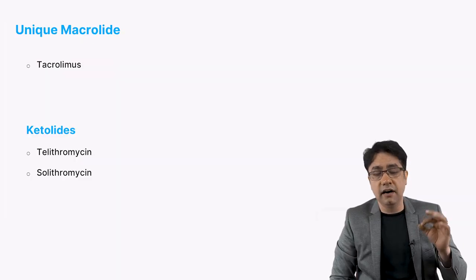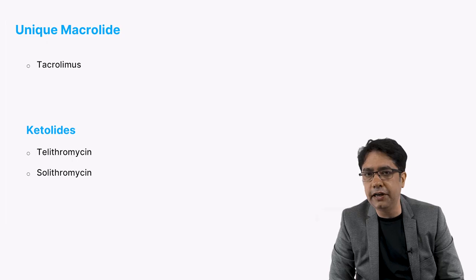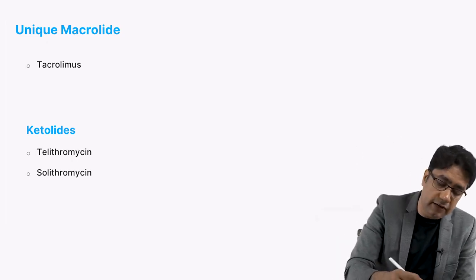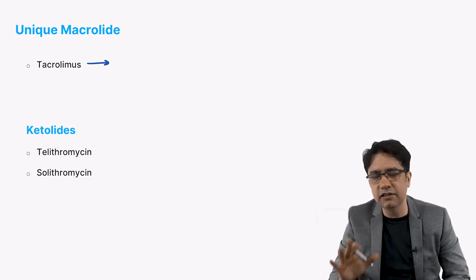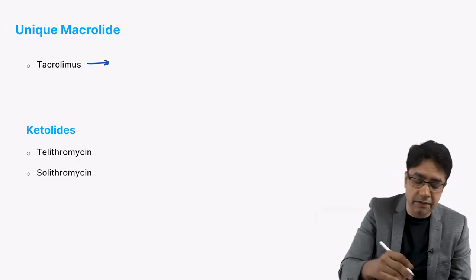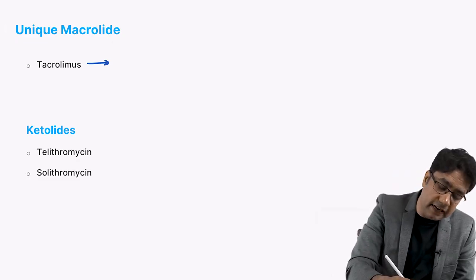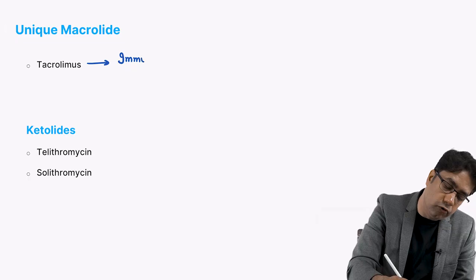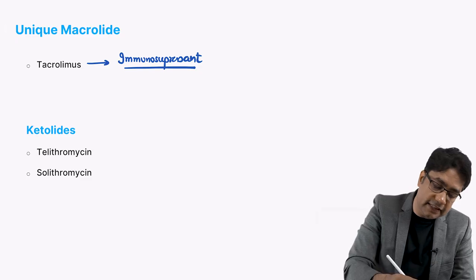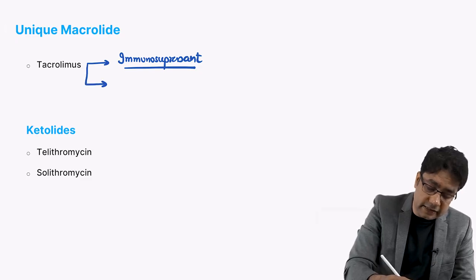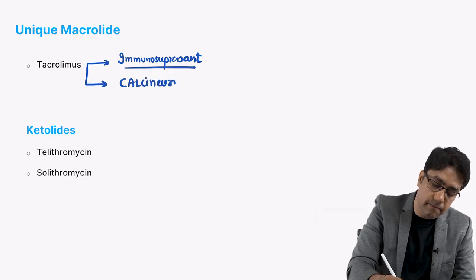Next point, a new macrolide, tacrolimus. Now, tacrolimus is not used as an antibiotic. No, it is not given to kill bacteria. Tacrolimus is rather an immunosuppressive drug. It is an immunosuppressant drug given to decrease immunity. And this tacrolimus is a calcineurin inhibitor.